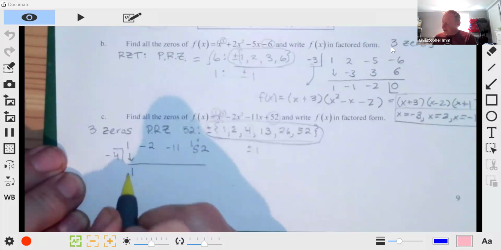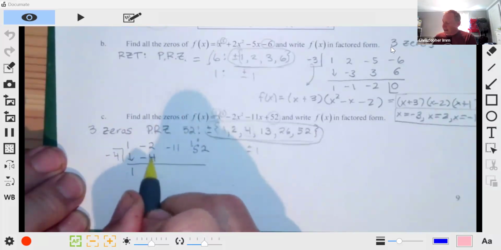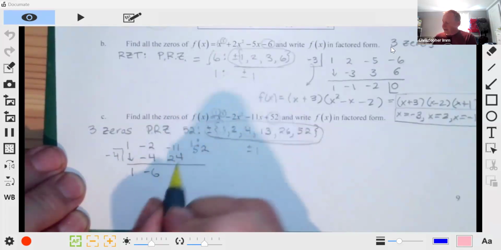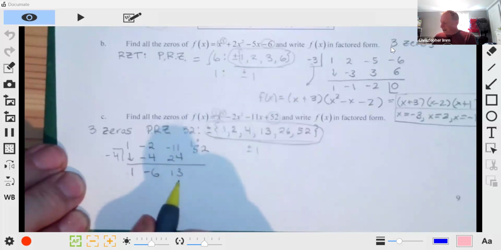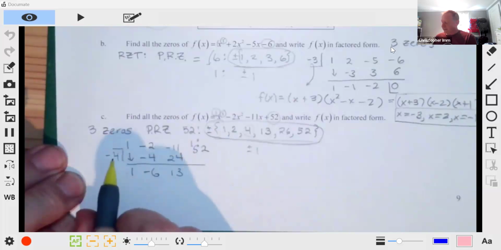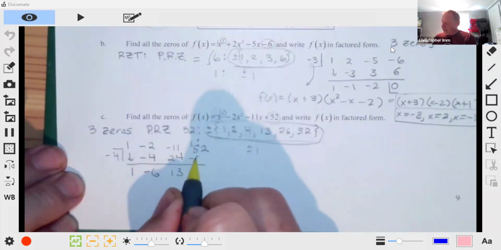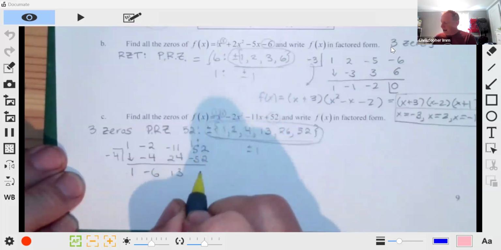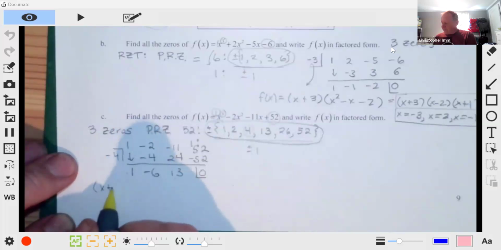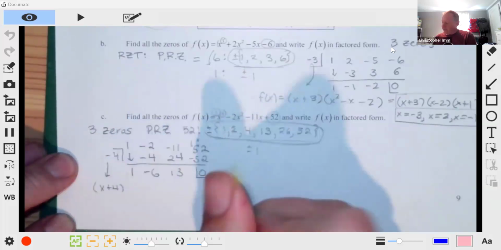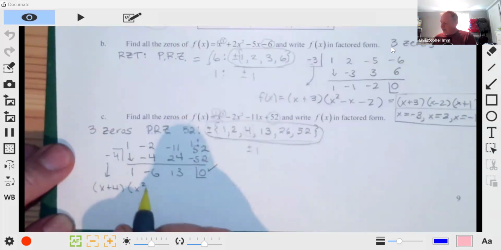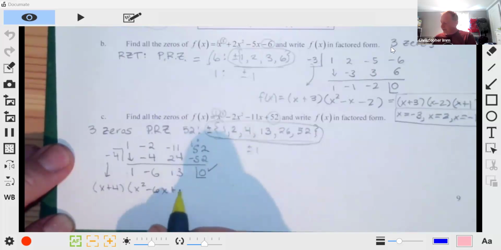I bring down the 1, multiply, add, multiply. 24 minus 11, that's 13. And if you play cards, there's 13 cards in each suit times 4. That's -52. 52 cards in a deck, and you add and you get 0. So we see that, yeah, x plus 4 is a factor because we have 0 as our remainder. And that's going to be times x squared minus 6x plus 13.